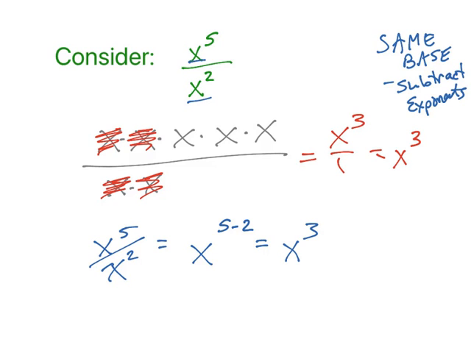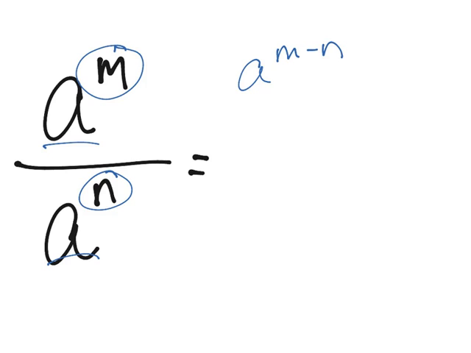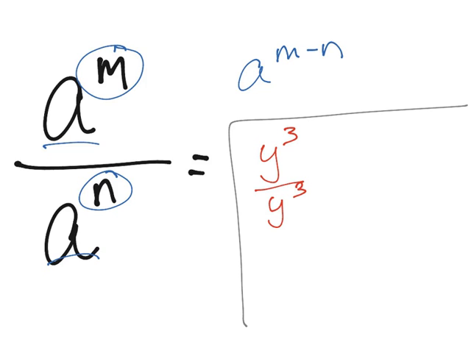Now, before we just jump into examples, I want to do a little bit more here. So first, think about in general: if we have the same base, then we take a to the m minus n. It's always the numerator minus the denominator. What if we have y to the third over y to the third? Well, what does that mean?